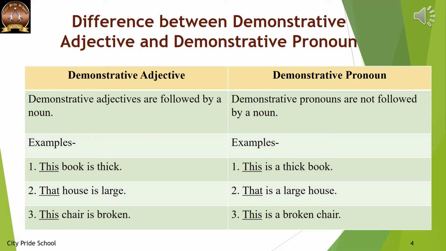And the examples for demonstrative pronoun: this is a thick book. After this, you have a verb, the helping verb is. That is a large house. This is a broken chair. So after every demonstrative pronoun, you have a helping verb. The difference between demonstrative adjective and demonstrative pronoun is that demonstrative adjectives are followed by a noun and demonstrative pronouns are not followed by a noun.